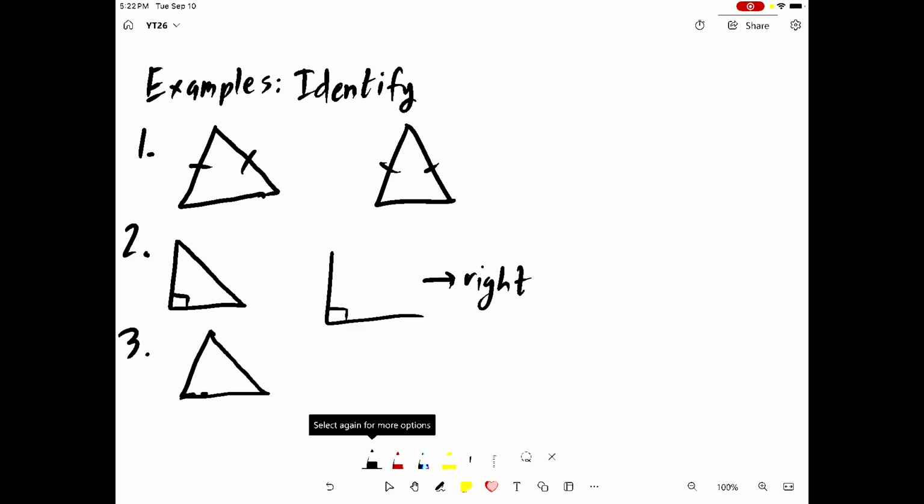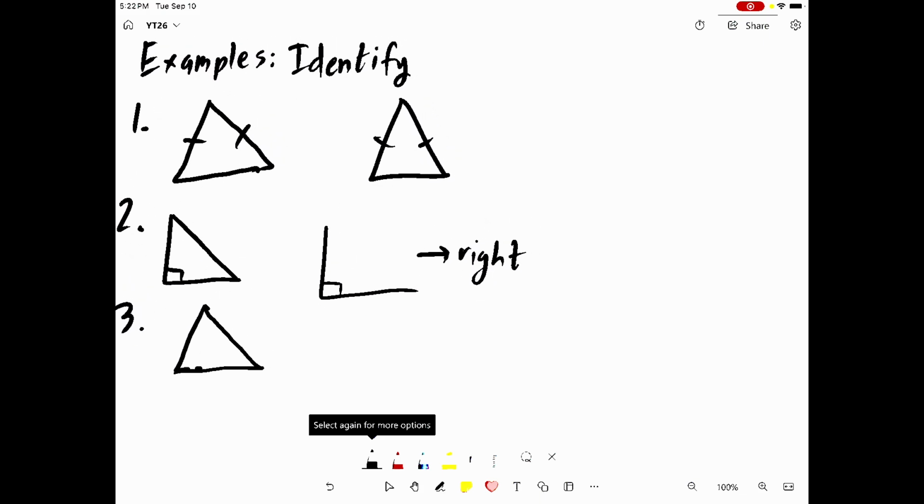And the third and final example is where none of the things match. There's no square, there's no big arc, there's no tick marks. So this would have to be a scalene triangle.